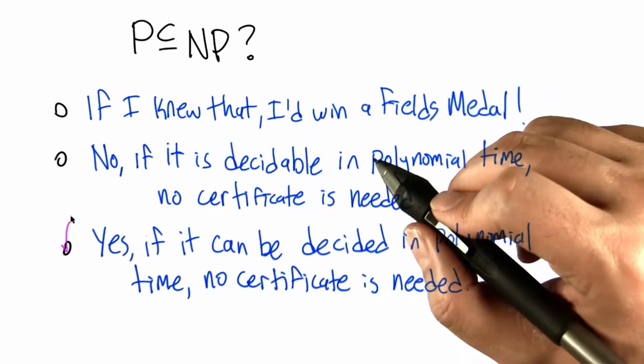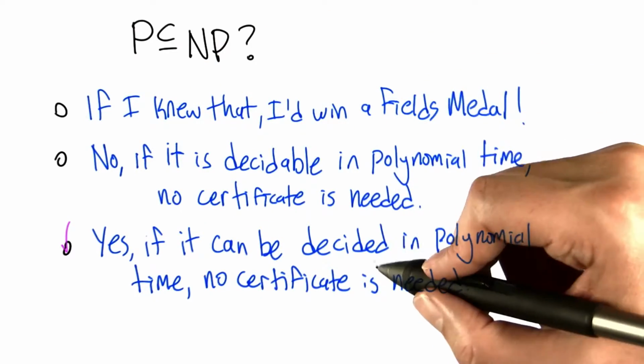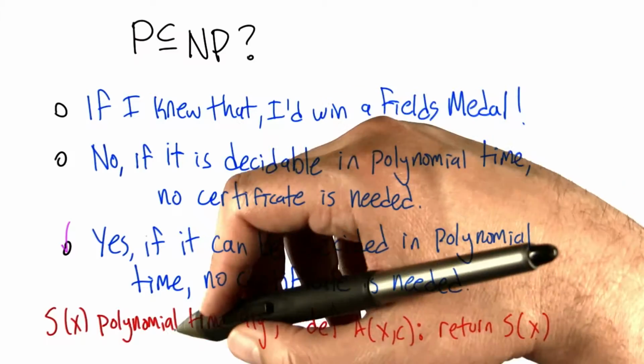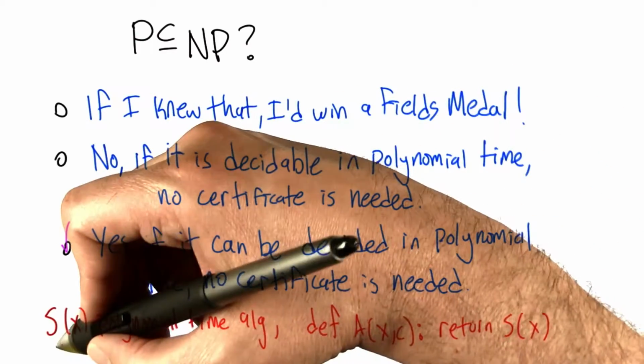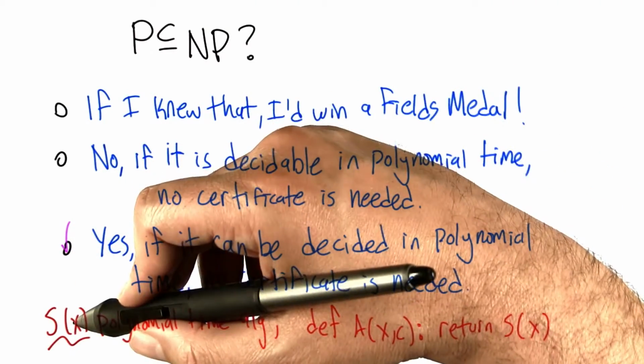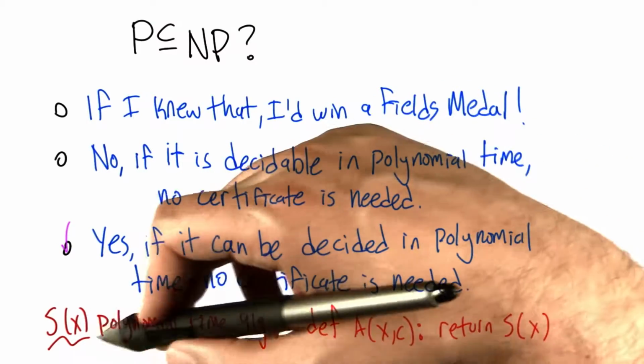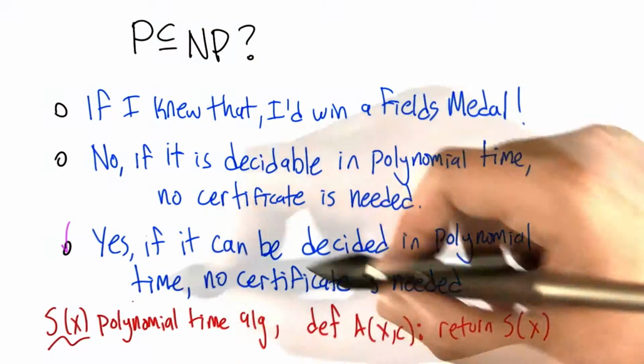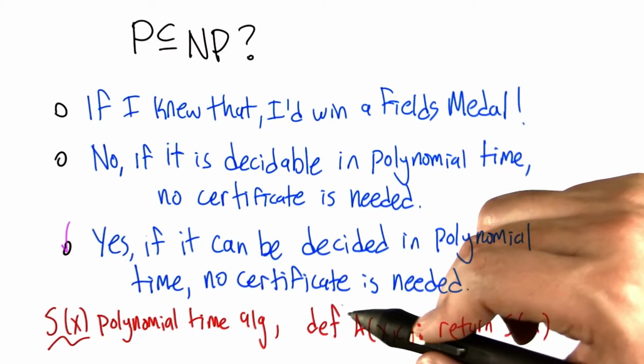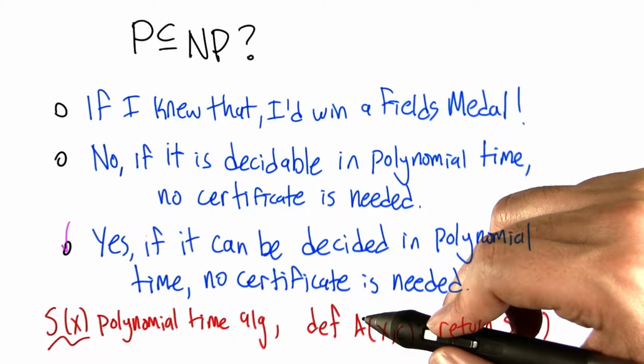And the answer is P is indeed contained within NP. And the reason is, if the problem that we have can be decided by some polynomial time algorithm S that takes the input, runs in polynomial time, and either says yes or no correctly for that input, then we can design... remember, the main thing in the definition of NP is that it has a verification algorithm.